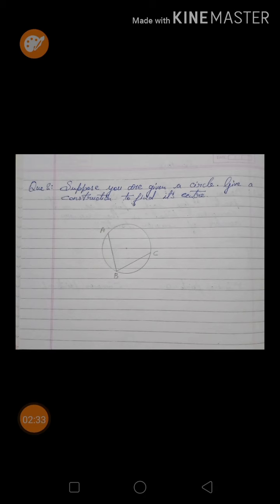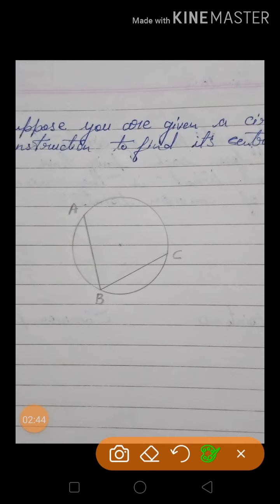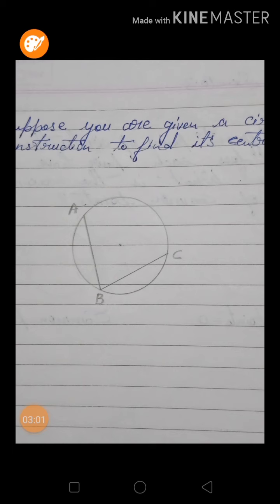So how to draw the perpendicular bisector? Firstly we take radius, we are drawing the perpendicular bisector of AB. So take radius in our compass more than half of AB. Then draw two arcs, one from A upside and downside, then from B also upside and downside. They will intersect each other. I am showing you how.